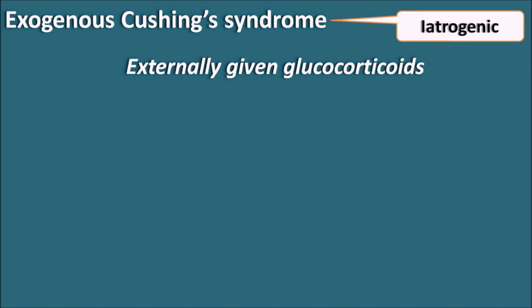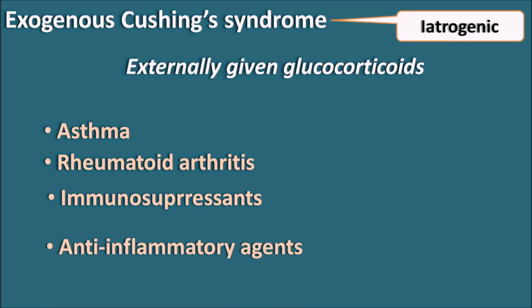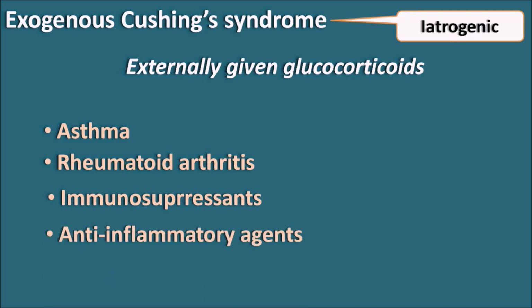So what are the situations in which we can give a high dose of glucocorticoids for longer periods? Glucocorticoids can be used for a prolonged period in the treatment of asthma. They can be used in the treatment of rheumatoid arthritis, and they can also be used as immunosuppressants and as anti-inflammatory agents. Particularly in inflammatory bowel disorder, glucocorticoids can be given. So glucocorticoids are mainly used for their anti-inflammatory and immunosuppressant activity.